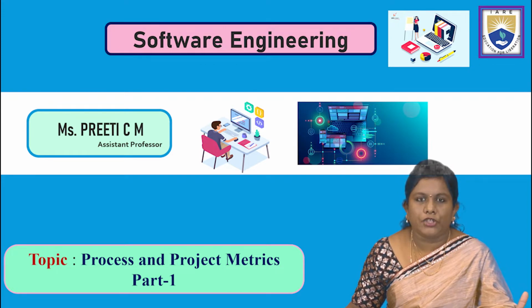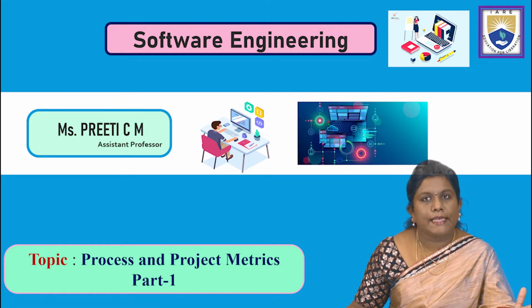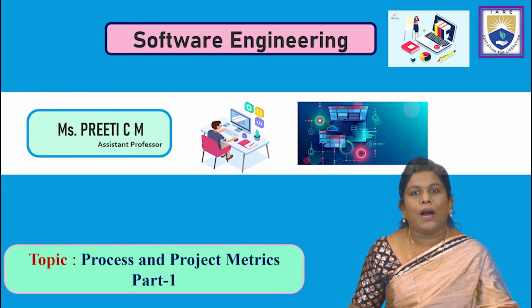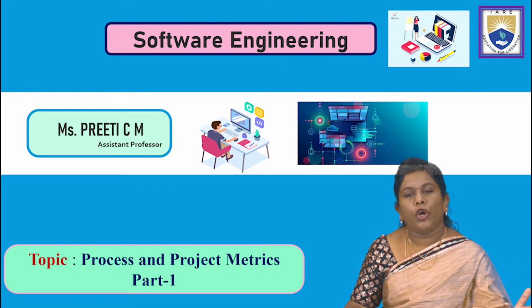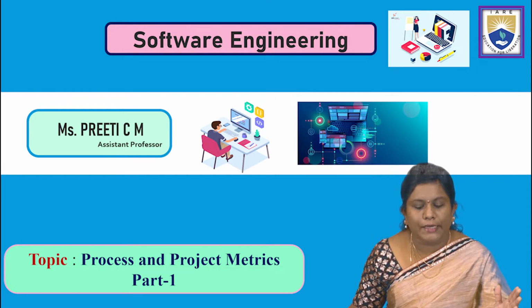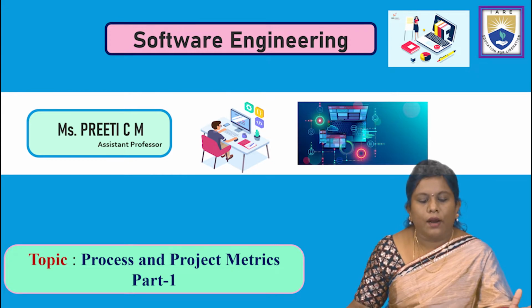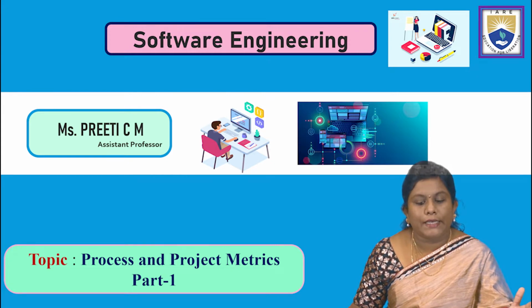In our last discussion, we focused on software project management. That involved 4 P's: the people, product, process and project. So today's discussion is on process and project metrics. Let us start off with what are process and project metrics.